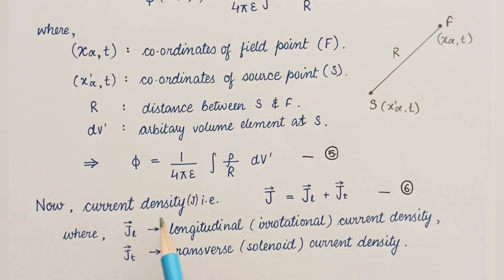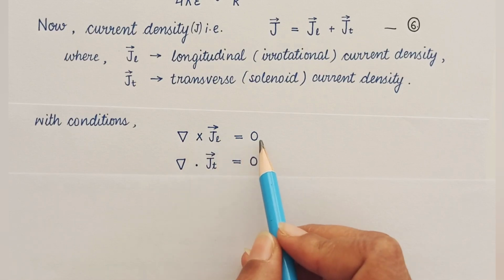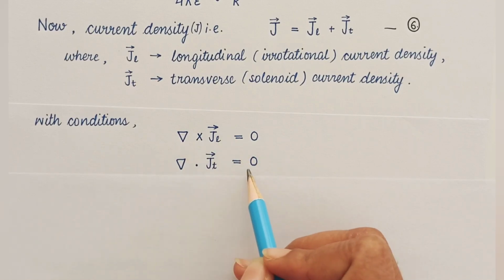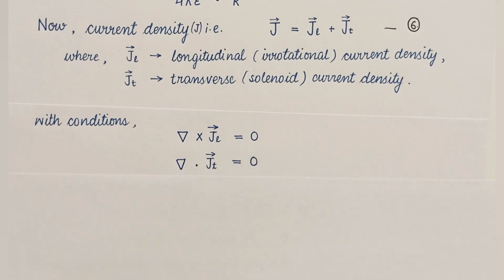Now let's take the current density, that is J. J is decomposed into two pieces, that is JL plus JT, meaning J is written as JL plus JT, where JL is the longitudinal current density and JT is the transverse current density. Now we are going to write the two conditions, one for JL and the other for JT, that is del cross JL is equal to 0 and del dot JT is equal to 0. These are the conditions, one for the JL and the other for the JT.